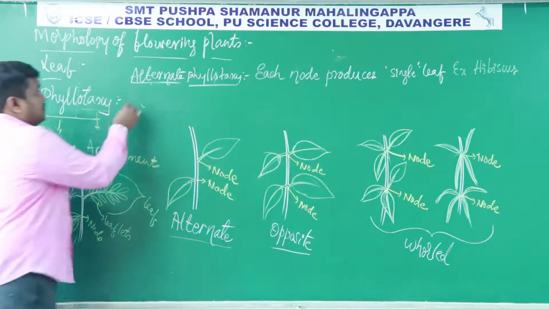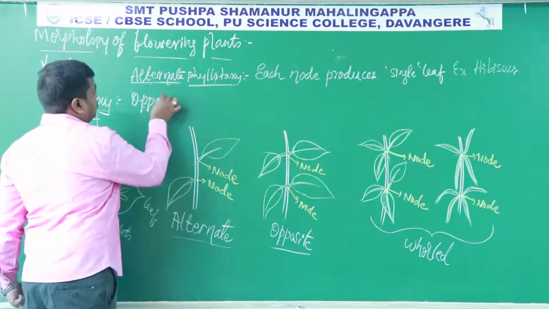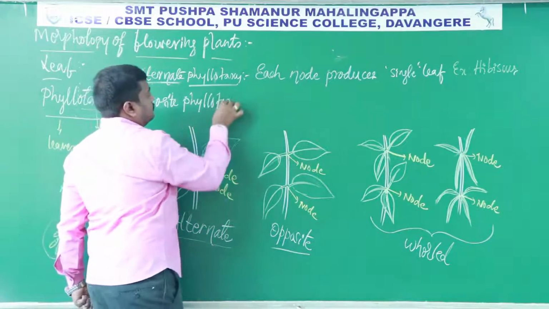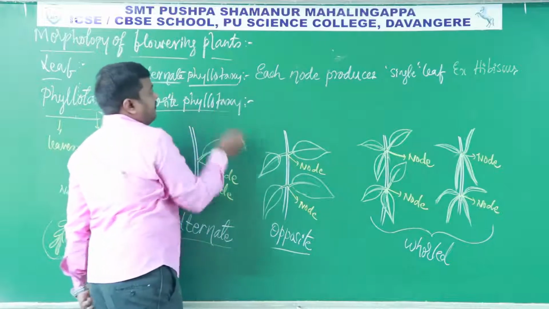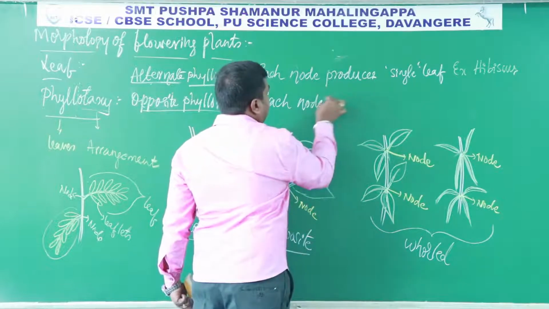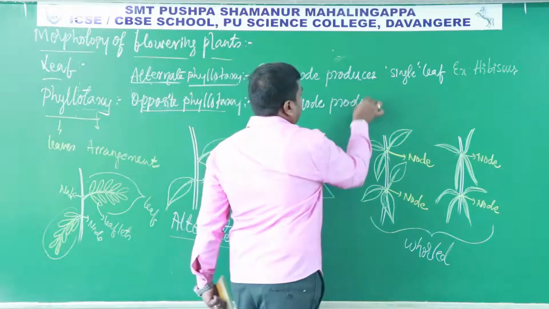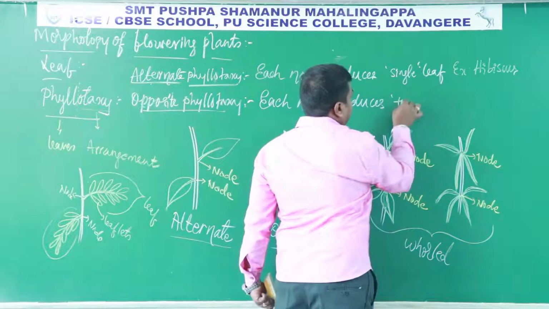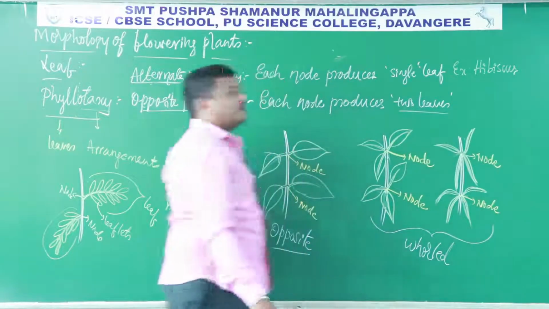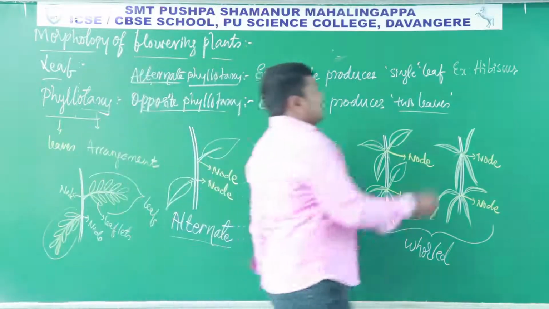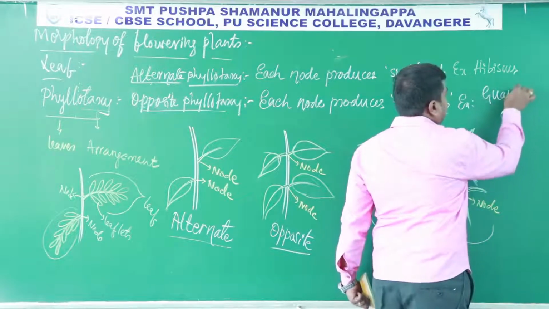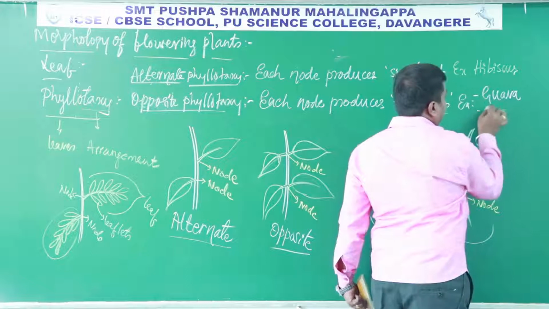Then opposite phyllotaxy: each node produces two leaves. Each node produces two leaves. For this, examples are guava and Calotropis.